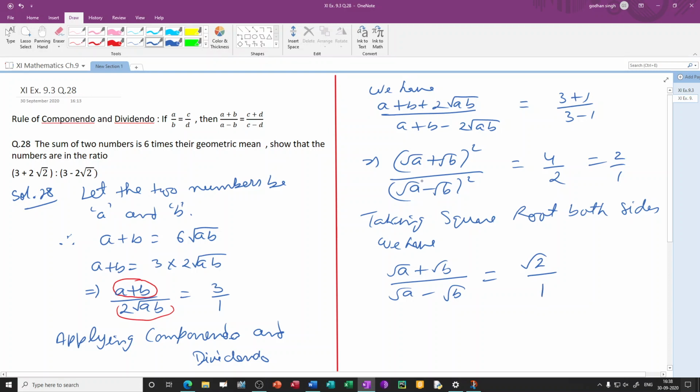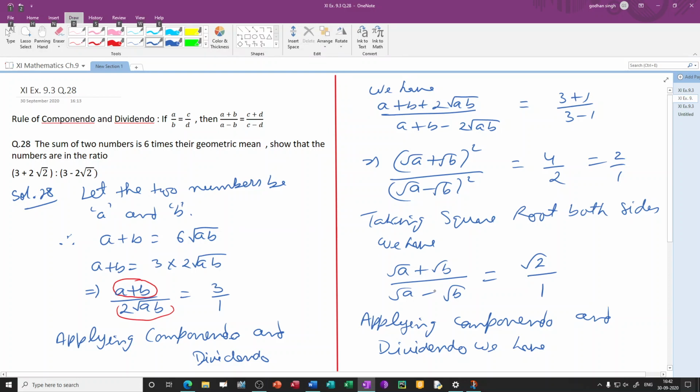Now to get the value of a and b, we will apply componendo and dividendo again in this. So let us go to the next page and apply componendo and dividendo again. So we'll apply this rule again and then we'll be getting our answer.